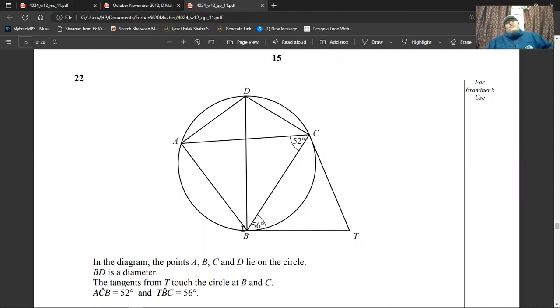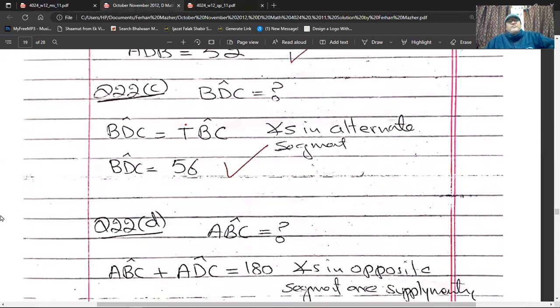BDC. Okay. So very simple. Remember this. This is a triangle. Look at this. BDC is a triangle. This is a tangent. This tangent at the point of tangency makes a 56-degree angle with one of the sides of this triangle. So this angle with the tangent will be equal to the opposite internal angle of the triangle. This property is called angles in the alternate segment are equal to each other. So the BDC will be equal to the TBC, angles in the alternate segment. So the BDC will be 56.